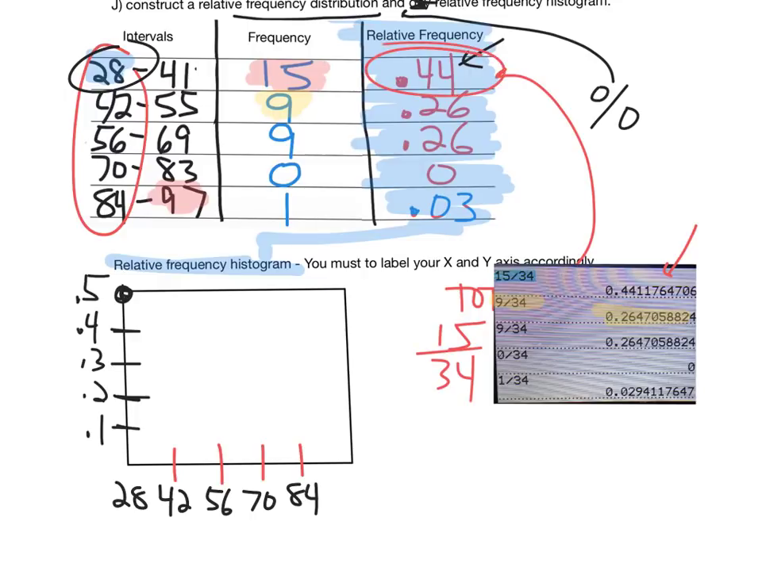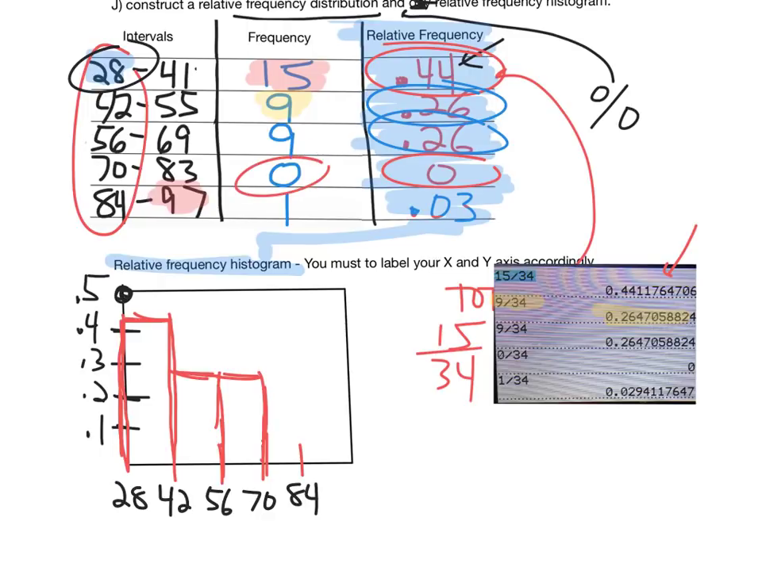So here the first interval, the relative frequency is 44%, so I'll go up to 44%, and I'll draw that section. The second interval, the relative frequency is 0.26, so I'll go up to in between 0.2 and 0.3. The third interval, the relative frequency is 0 because the frequency was 0. And then the last interval was 0.03, so I'll draw that last section. So this is what it means when it says you must label your x and y axis accordingly.